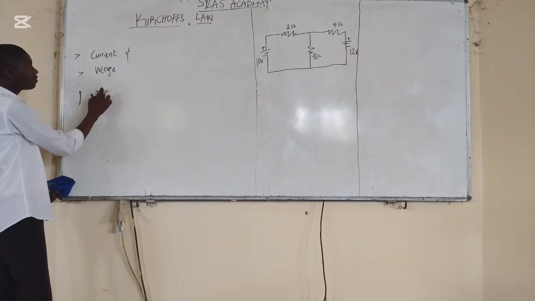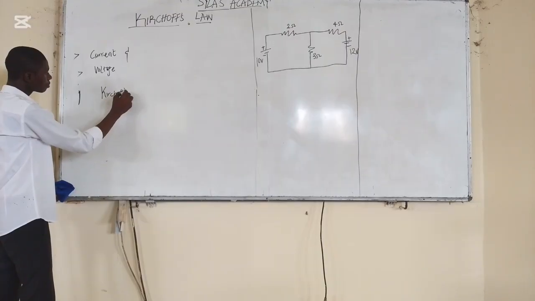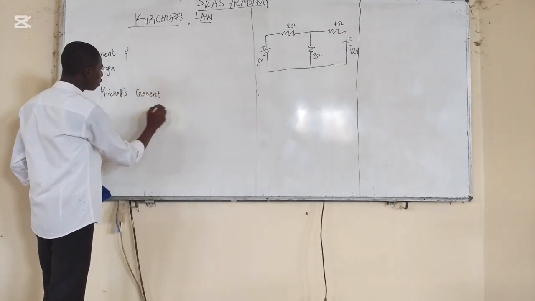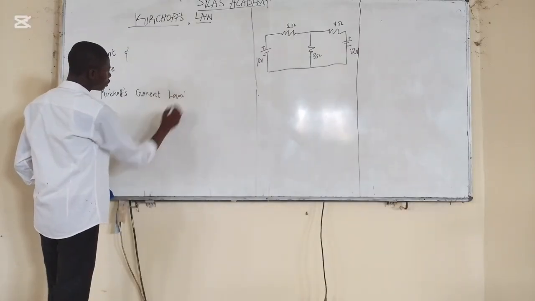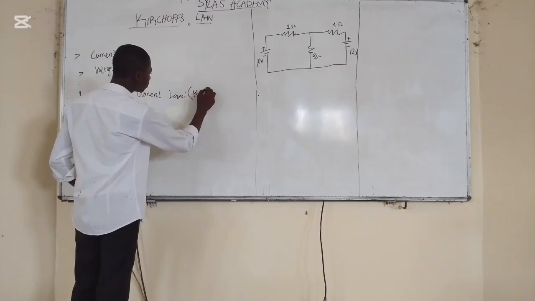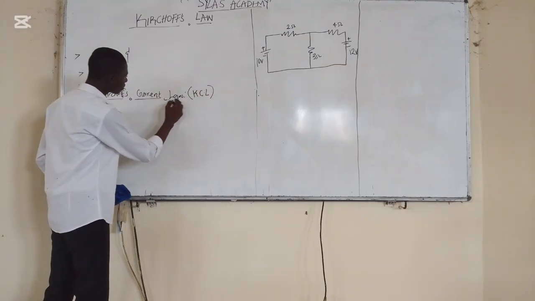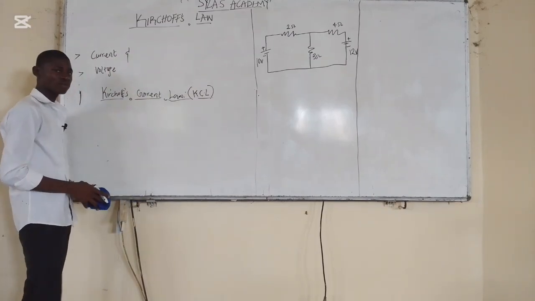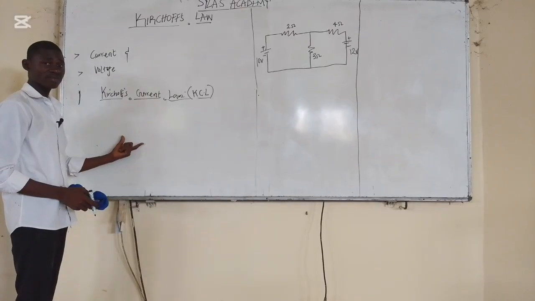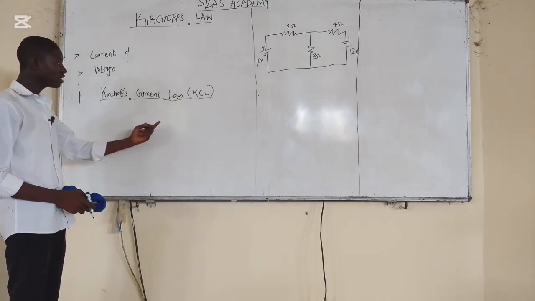Now, having this law, you have your Kirchhoff's current law, which is also known as your KCL. Now, what does this law state? It states that in an electric circuit, the algebraic sum of current entering a node is equal to the algebraic sum of current leaving the node.